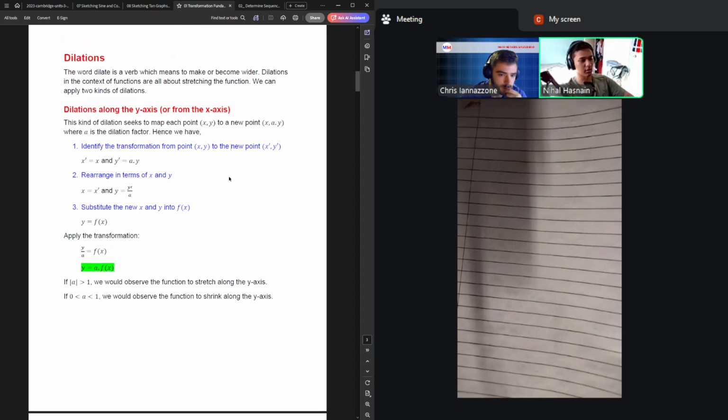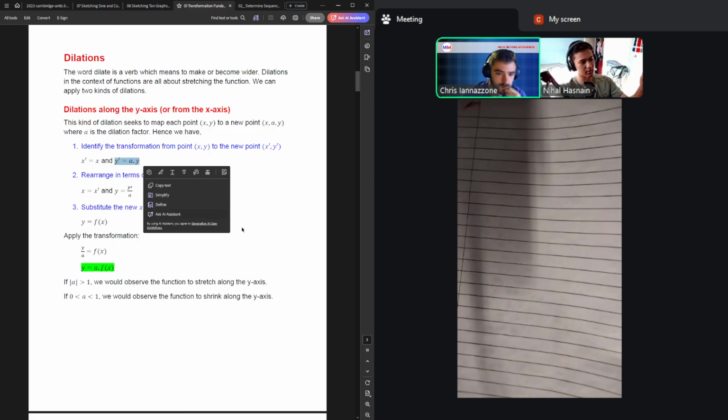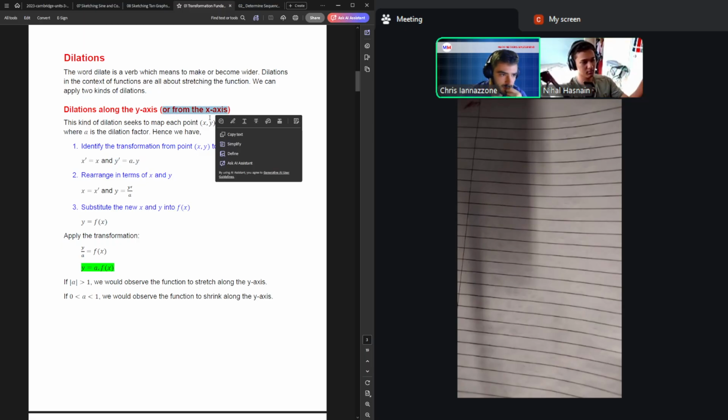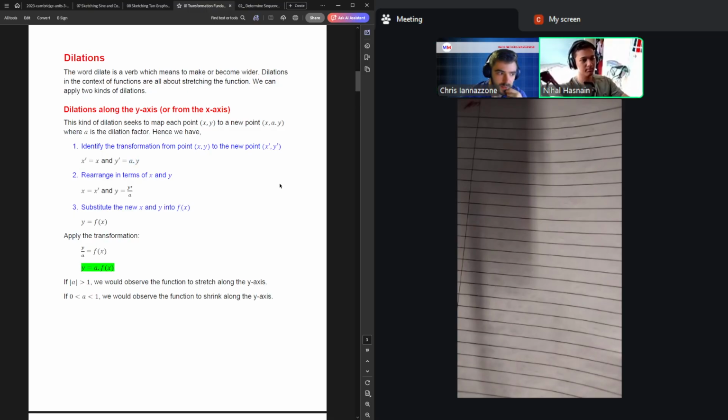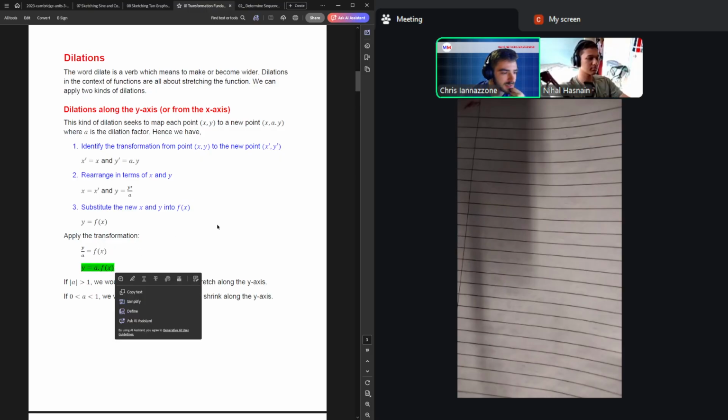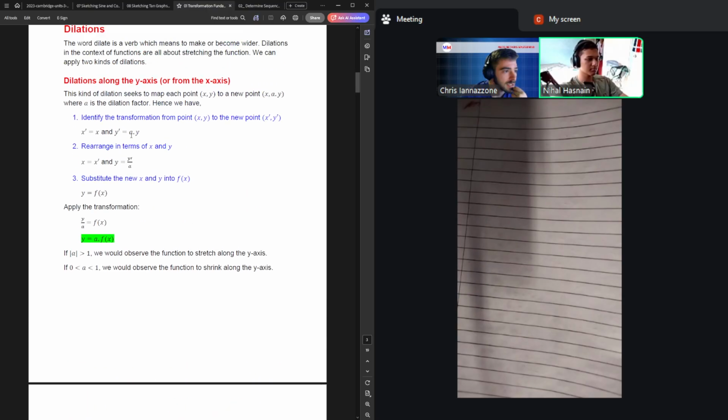So y dash is equal to a times y. That means it's a dilation from the x-axis. Yep, dilation from the x-axis of factor a. So it's multiplying the whole equation with a. Yeah. If you see where it ends up, after you go through the procedure of x dash, y dash, you'll notice that it's a multiplied by the entirety of f of x. That's how that one works, at least in the context of the y dilation.